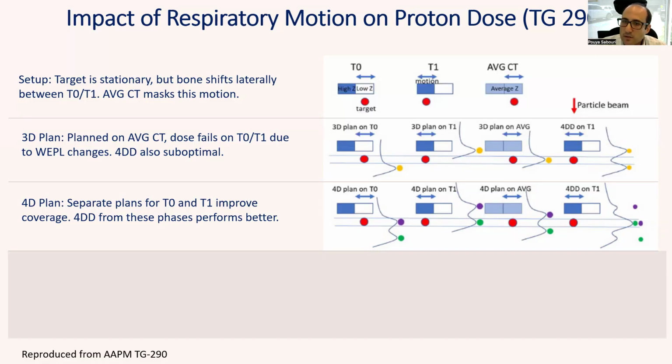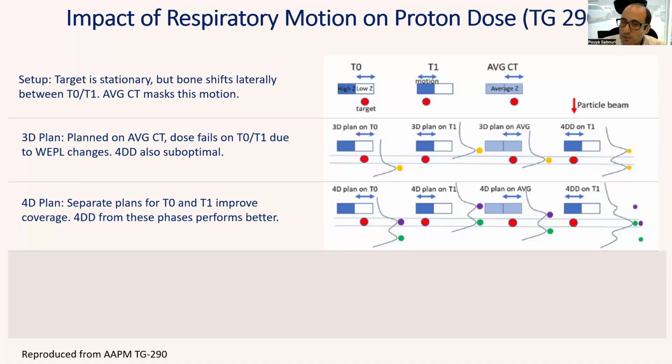And you have plans, say, for example, that are robust on T0 and T1. And this allows the beamlets to be tailored to the specific anatomy for each phase. And the resulting dose distribution, say the purple and the green spots, more accurately represent and match the target during both T0 and T1. When accumulated into a 4D dose distribution, this approach does offer a significantly better coverage compared to the 3D plan, even if the target itself never moves.